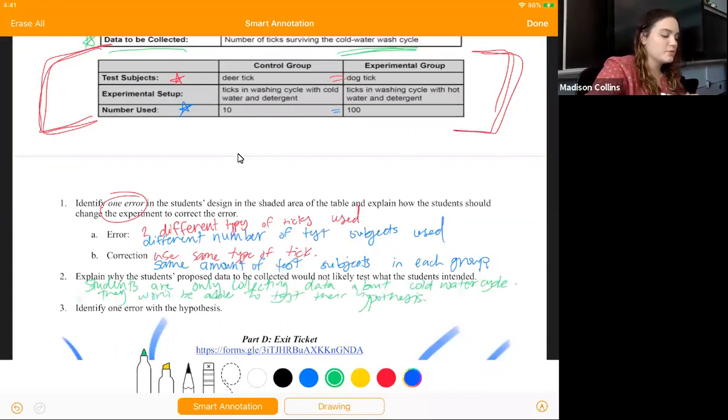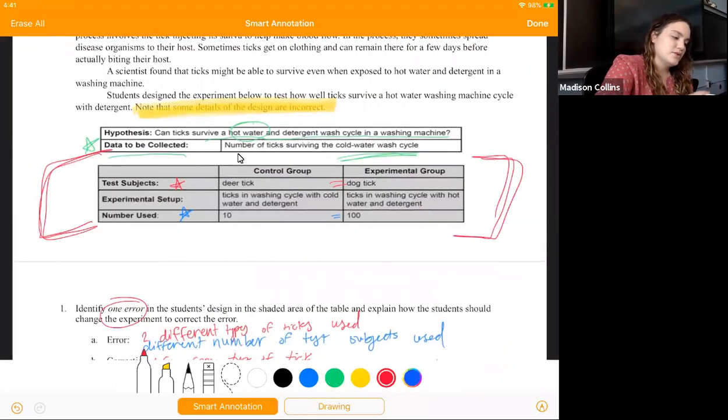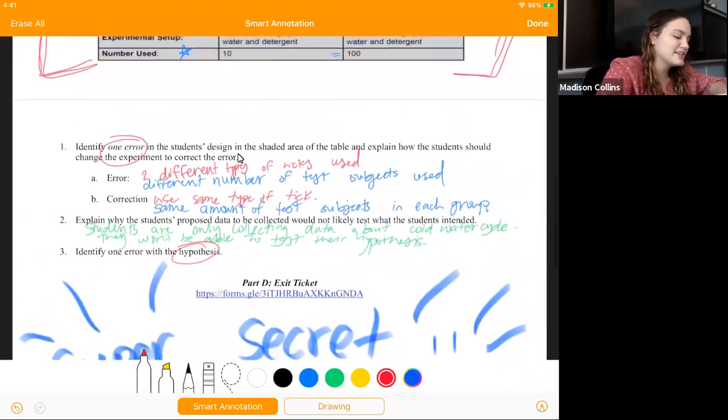All right, and next up we've got identify one error with the hypothesis. So their hypothesis is, can ticks survive a hot water and detergent wash cycle in a washing machine? And I'll tell you one glaring error that I hope you picked up on is that this hypothesis is, gasp, a question. No, our hypothesis should never be a question.